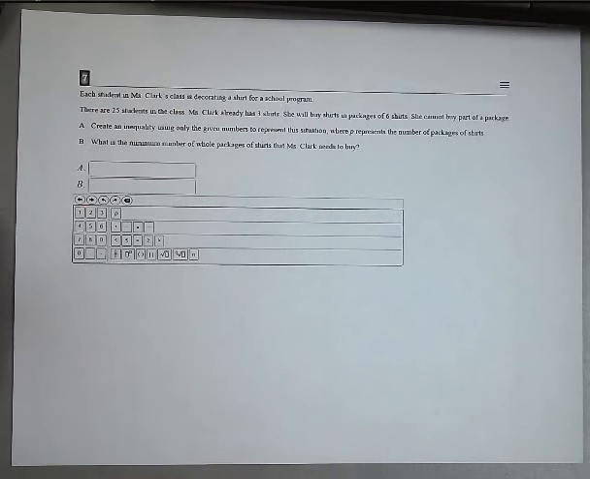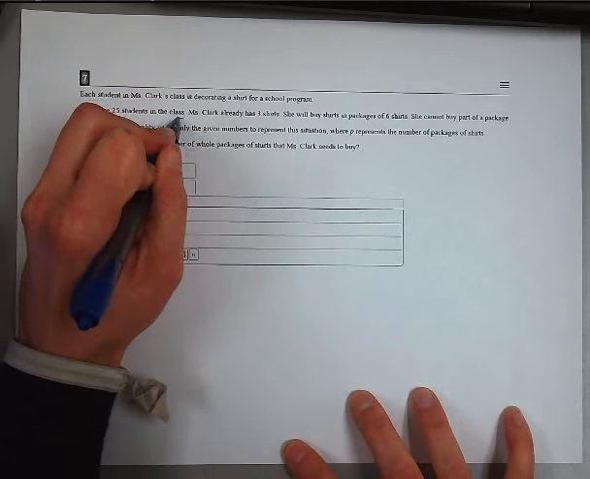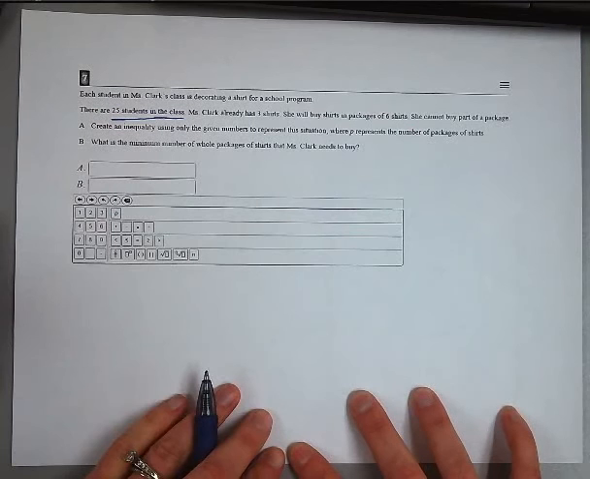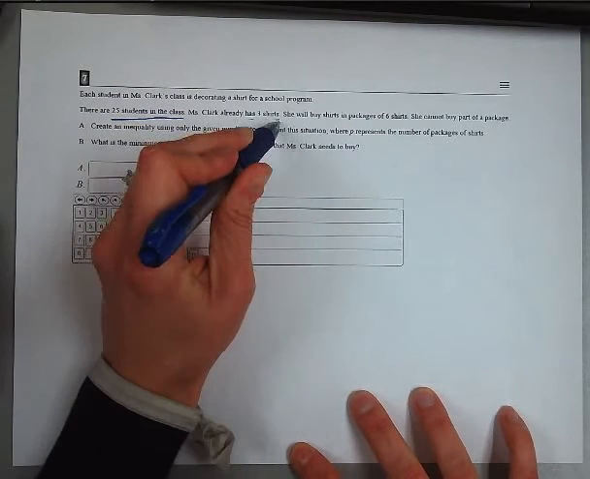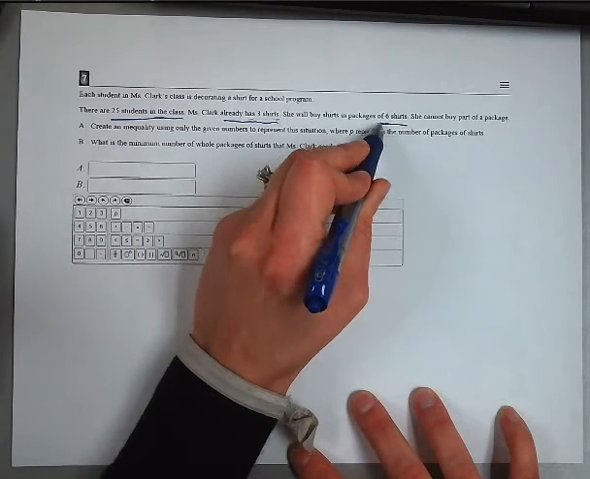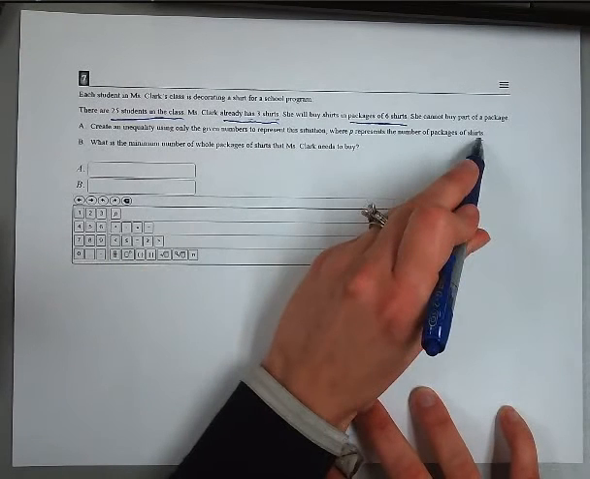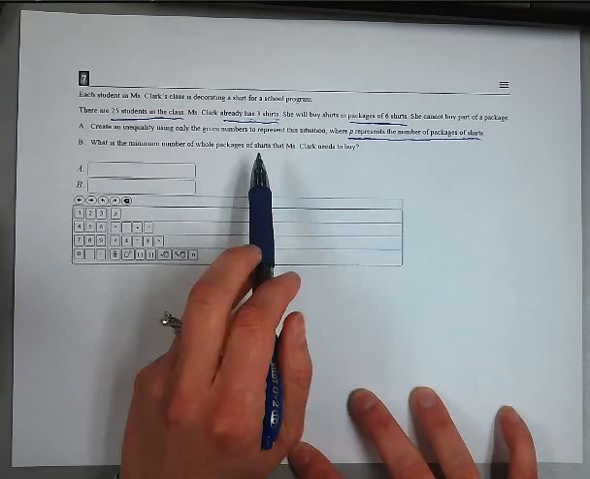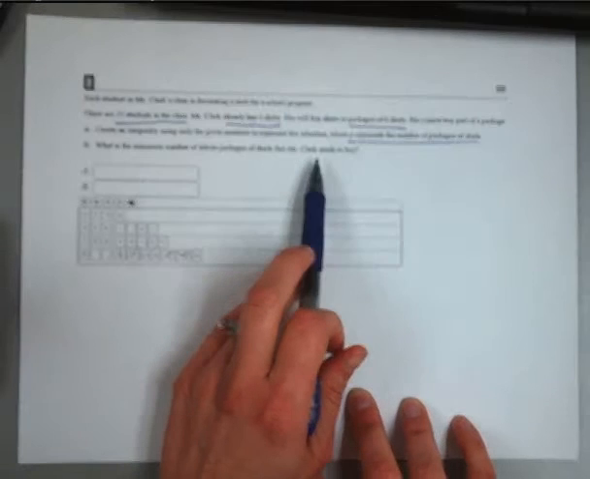So I see some important information. They say we have 25 students in the class, which in this problem means that we're going to need at least 25 t-shirts. We know that Miss Clark already has 3 shirts, and she will buy shirts in packages of 6 shirts. And then we also see in part A that P is going to represent the number of packages of shirts. And in part B, we see that that's what we need to find, the number of packages of shirts that Mrs. Clark needs to buy.